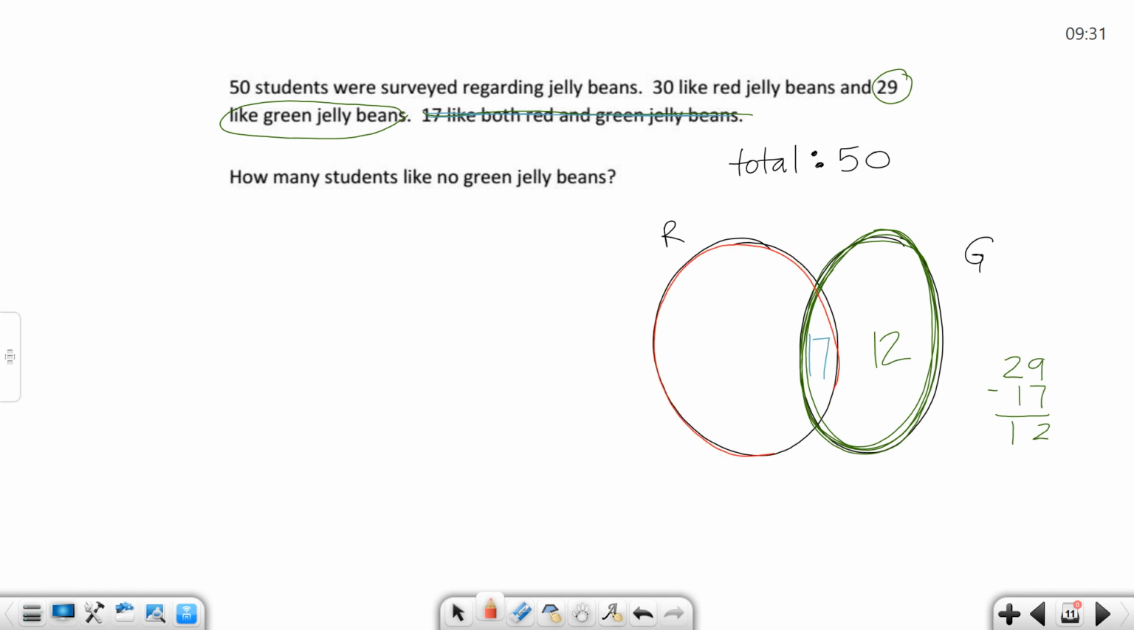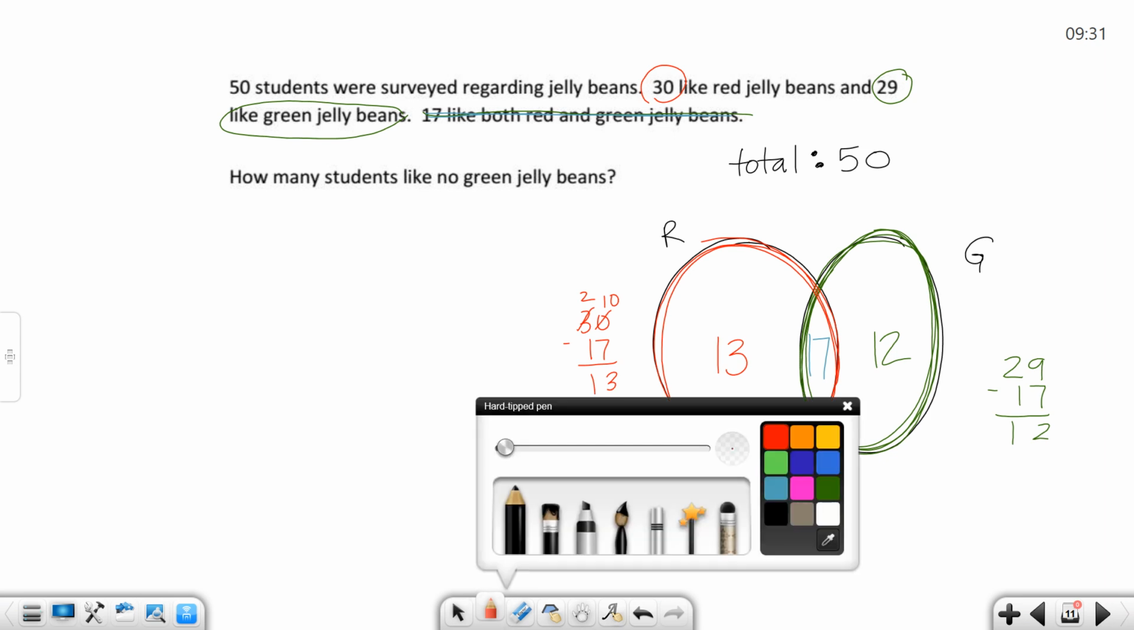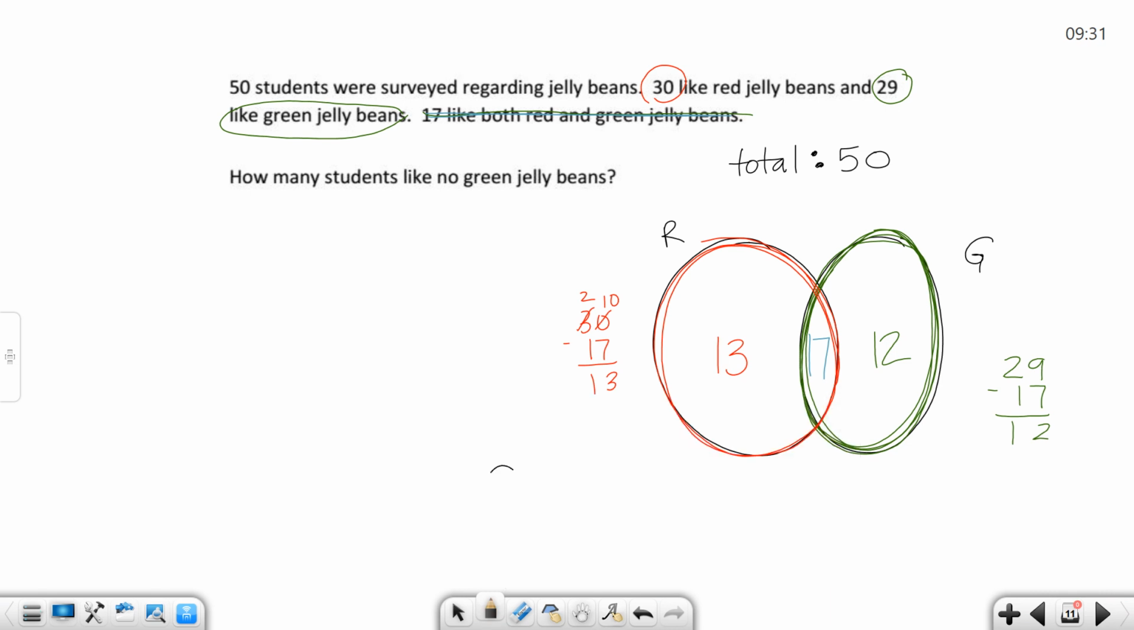Okay, here's my red circle. In the red circle, they have 30 jelly beans. Well, there's 17 that are already in the red circle. So that's going to be 13. So that's how my diagrams look. But I also have, remember, 50 total, and I need to see how many are left in the no jelly bean part.